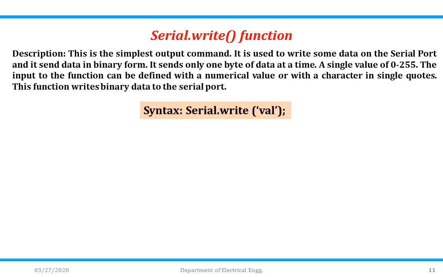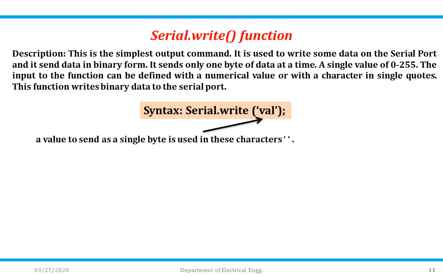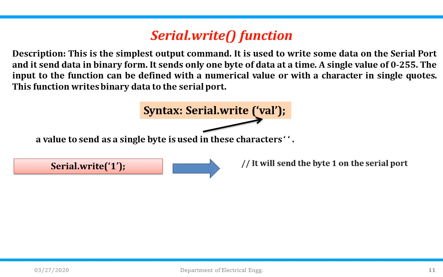Serial.write, I have written VAL in single quotes. That VAL might be a value to send as a single byte. It is used as a character in single quotes. So let's take an example. Suppose I write serial.write with '1' in single quotes, then it will send the byte 1 on the serial port.